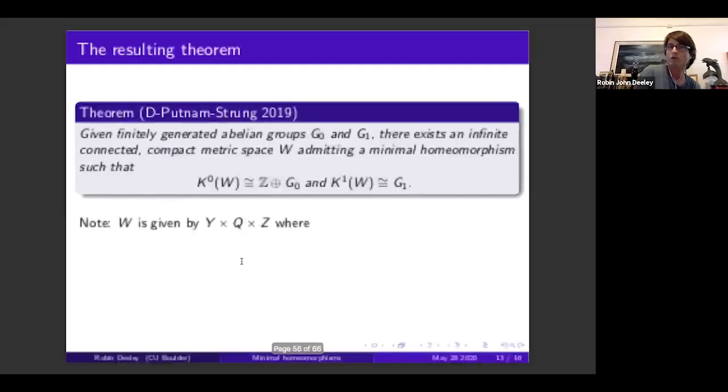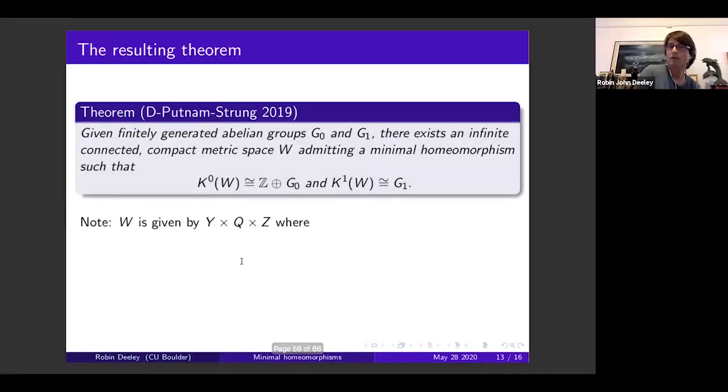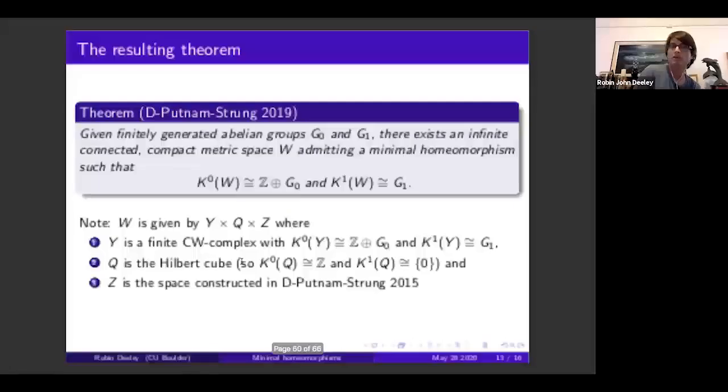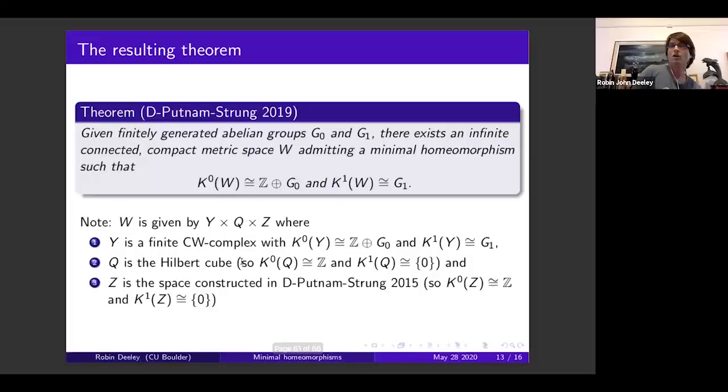So what was the space? It was built from those pieces on the previous slides. So I'm going to just get all of it out. Y is the finite CW complex that realizes those K-theory groups. Q is the Hilbert cube. It has trivial K-theory, like a point. And Z was our space. And now we apply Glasner and Weiss's result to this space here to get the minimal homeomorphism on it.